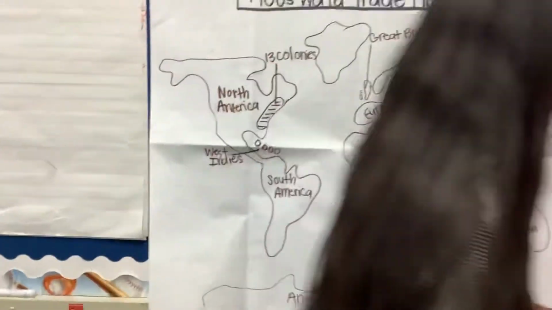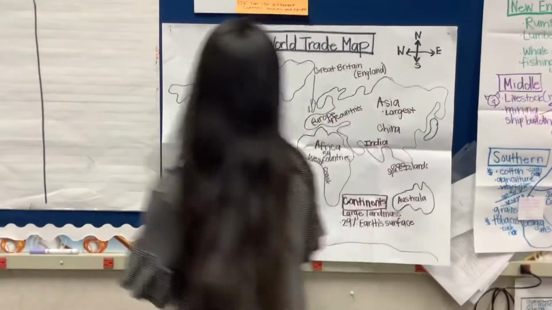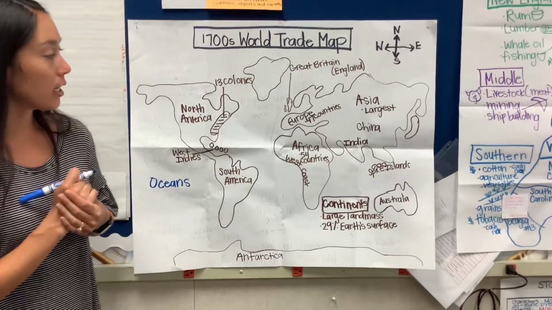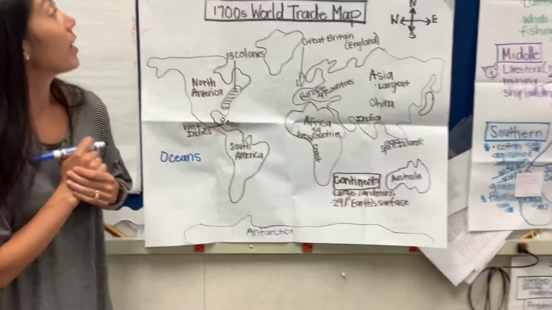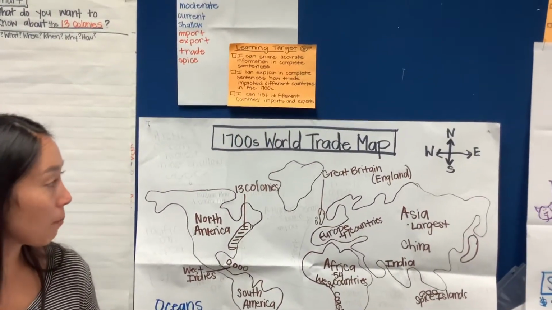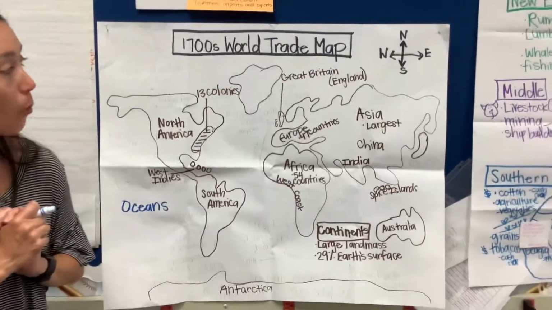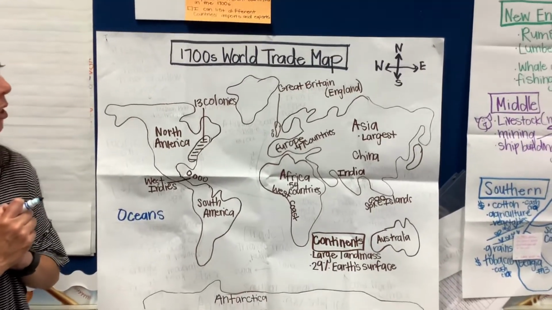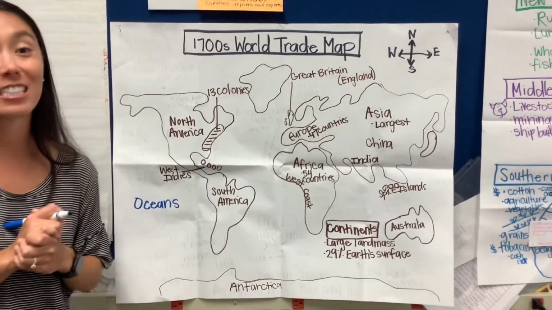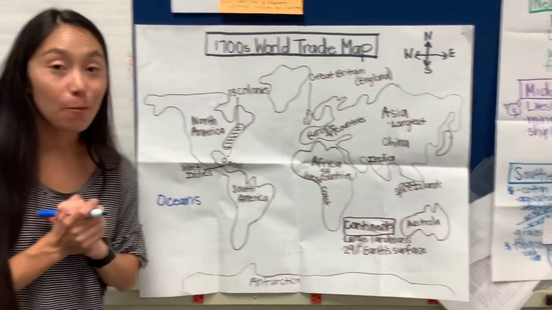So we've gone over our continents, and now we are going to go over our oceans. Before we go over our oceans, I would like for you to turn and talk to your neighbor about the different countries and where they are located. Describe their location and see if you can use some cardinal directions as you describe their location. Heads together. Okay, thank you. Welcome back.